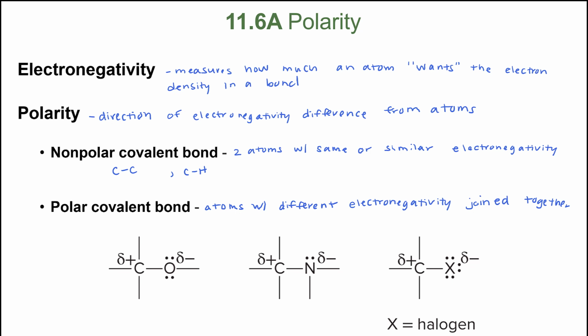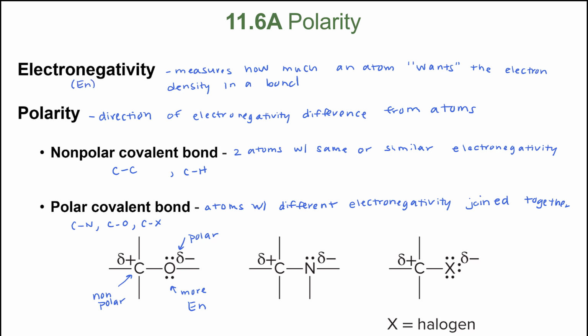So examples of this include a C-N bond, a C-O, or a C-X. Polar bonds are usually indicated with these delta positive and delta negative, where this is the nonpolar end and this is the more polar side. So that partial negative denotes the more electronegative atom. So EN is for electronegative.